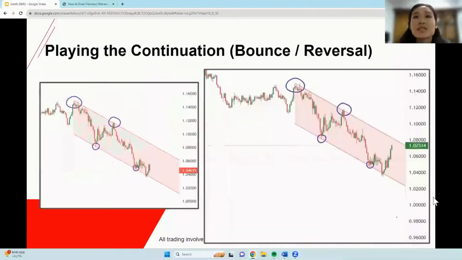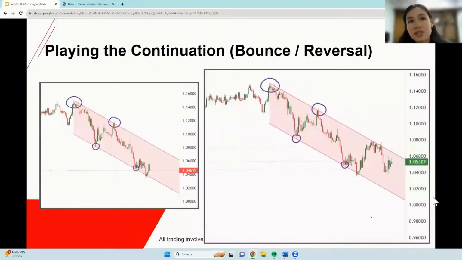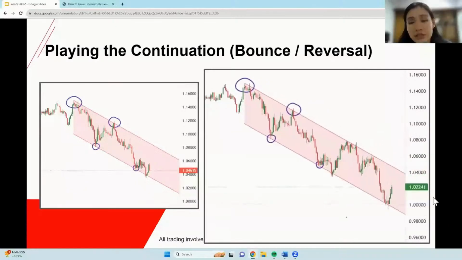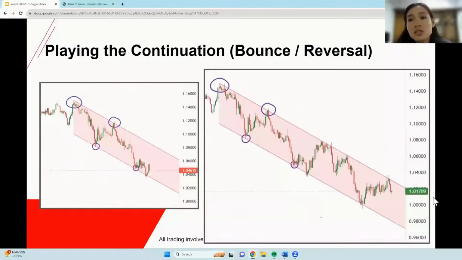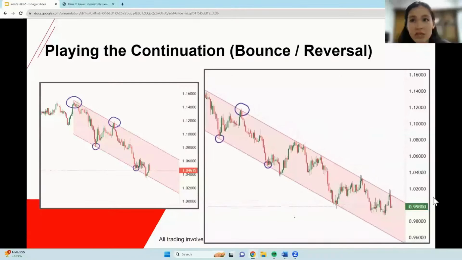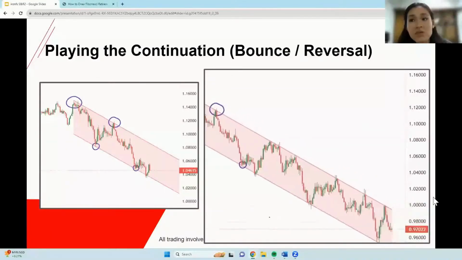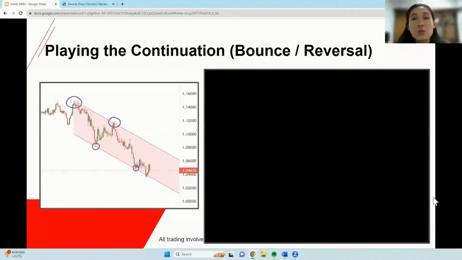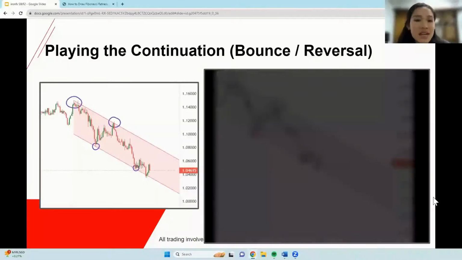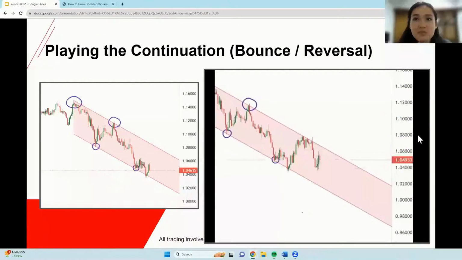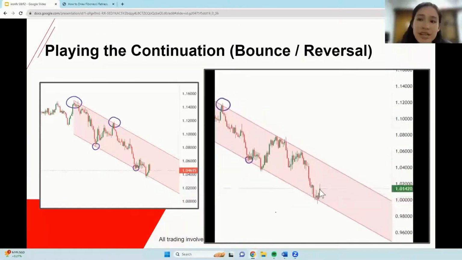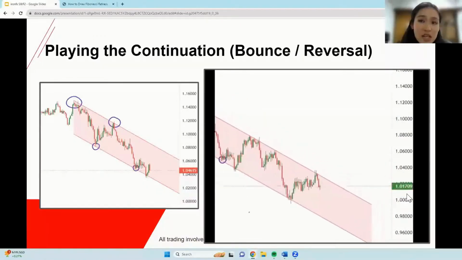Okay, next, another example, but in this case, it's a downward trend channel. So same thing, we are looking at playing the continuation. Bounce or reversal refers to price bouncing off of the trend, the sides of the channel, which you can see over here. And it happens multiple times in this chart.